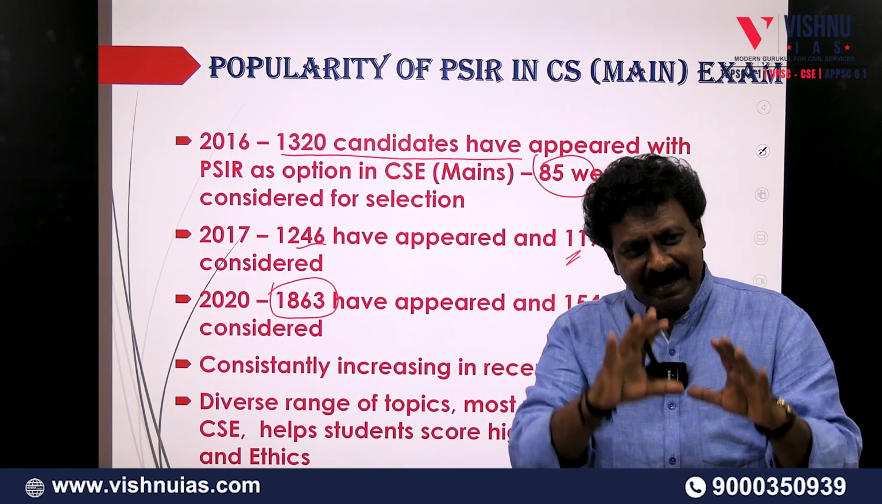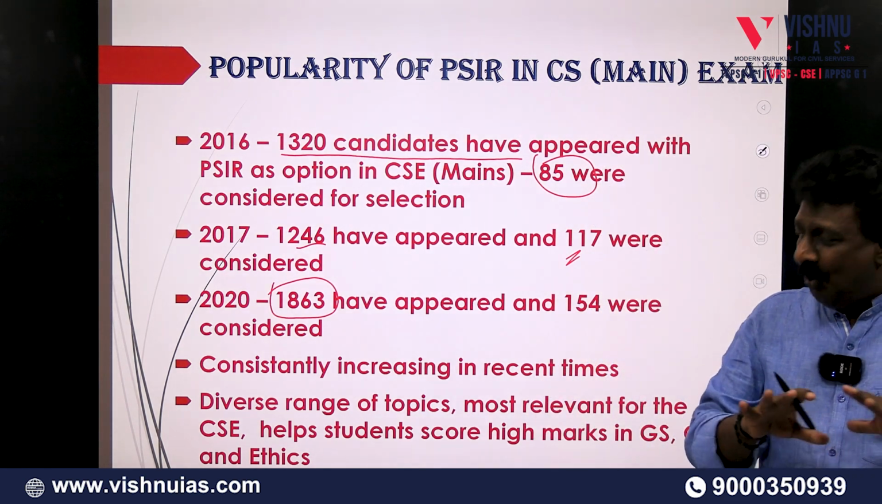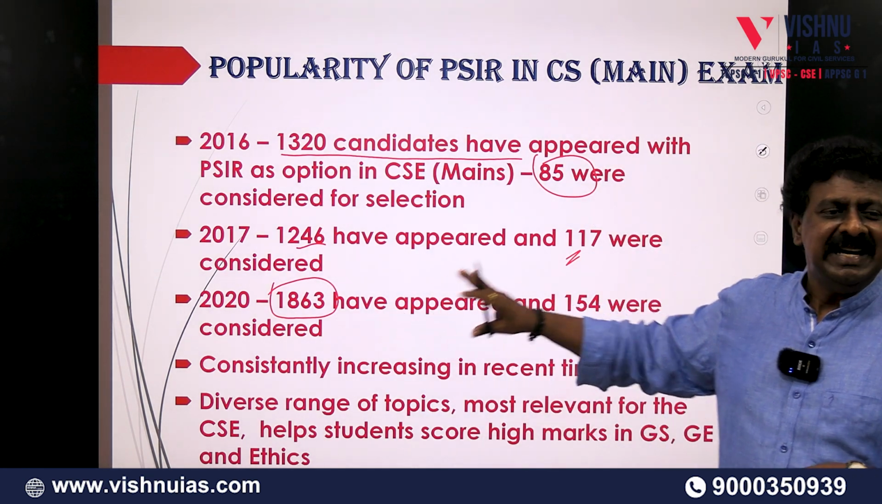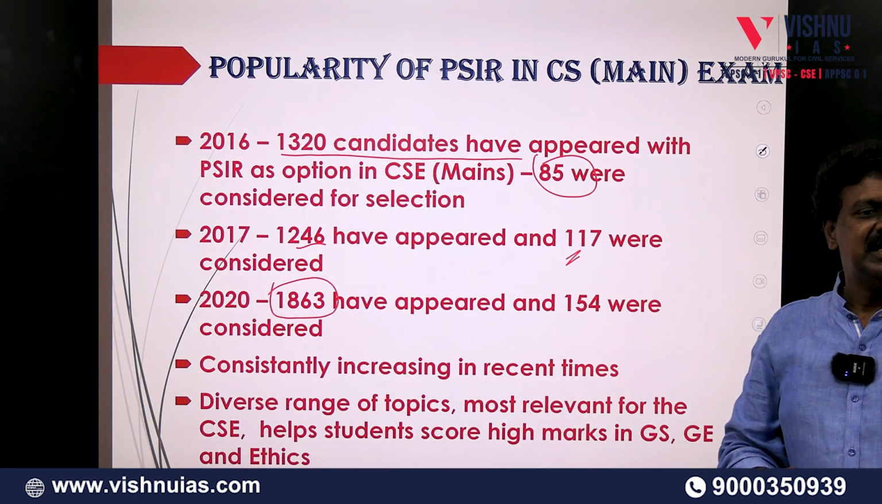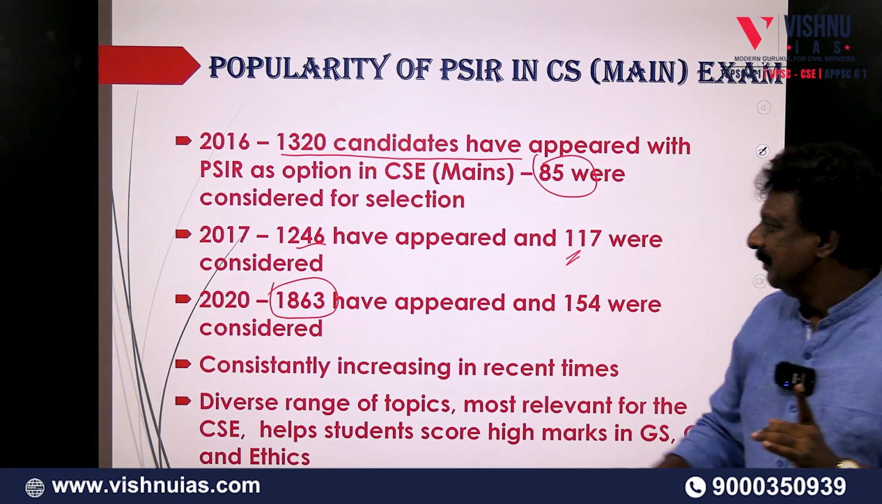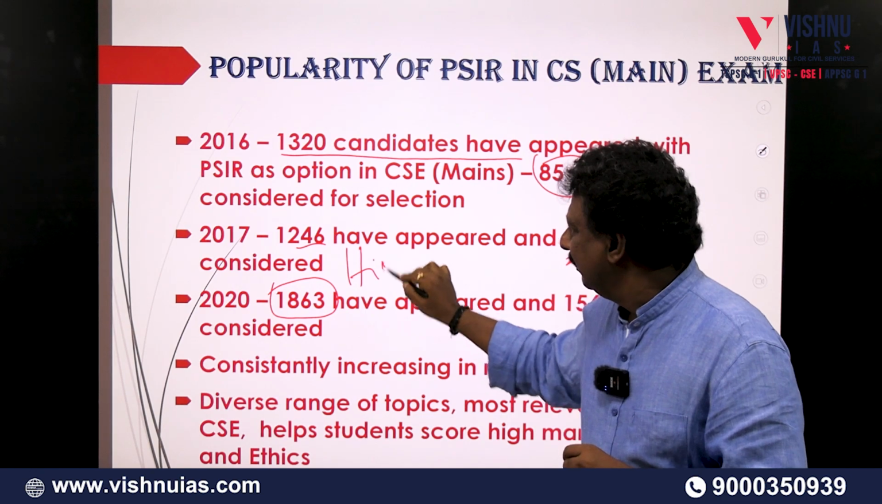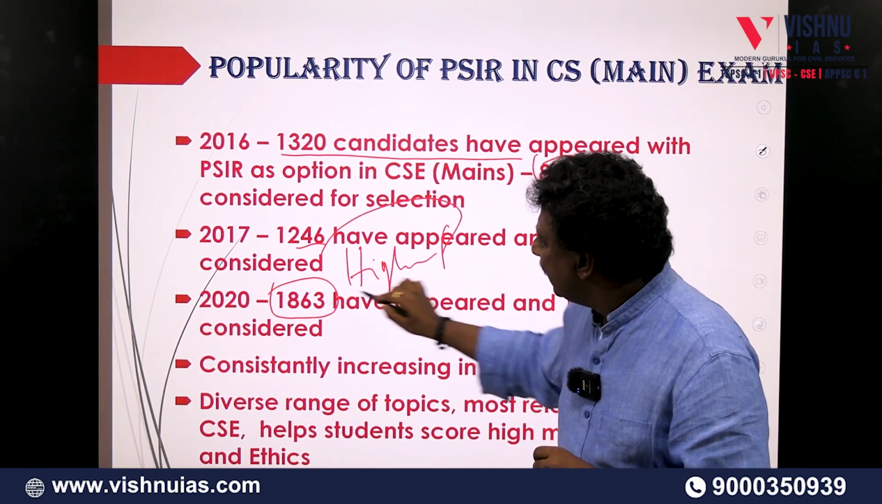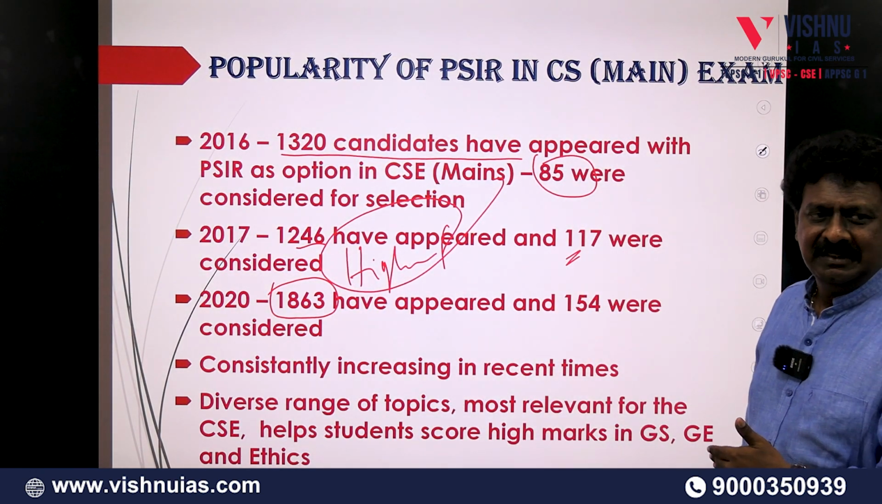The maximum number of students who appeared in the mains examination was with political science. 1863 candidates appeared in the mains examination with political science as their optional. Highest. This was the highest, and there was no other optional anywhere close to political science in that year.